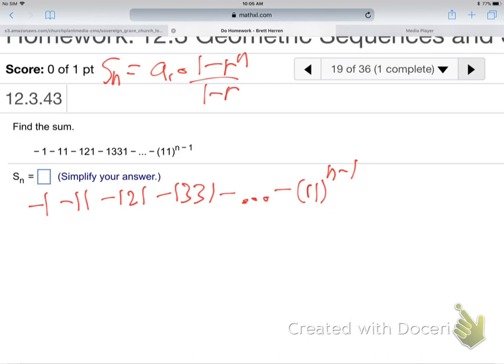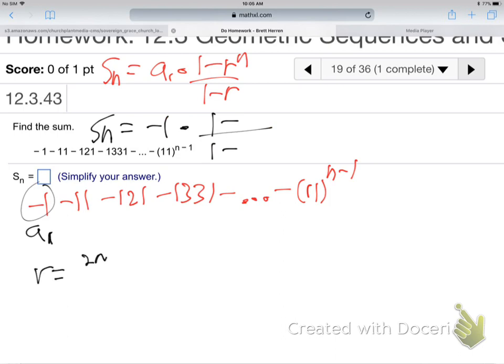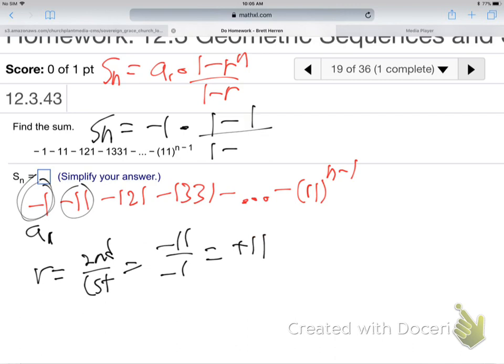All right, we getting that okay? So what's A1? Here's A1, the negative 1. All right, 1 minus R, so we need R. What's R? R is always second term over first term. Negative 11 over negative 1 is positive 11, a regular 11. Good, so this is 11 to the n over 11.